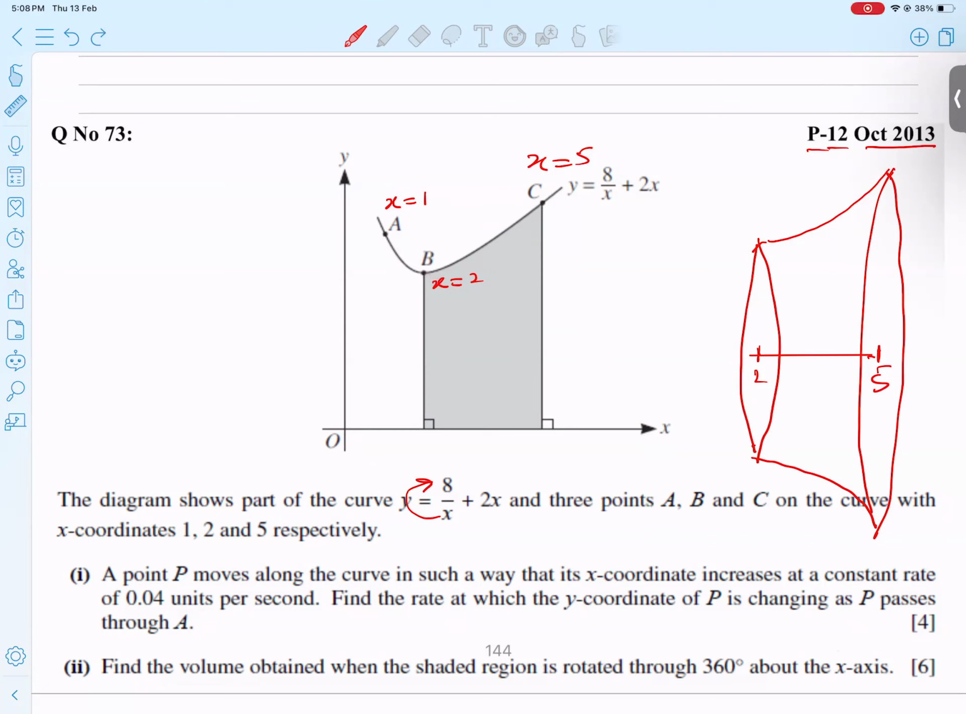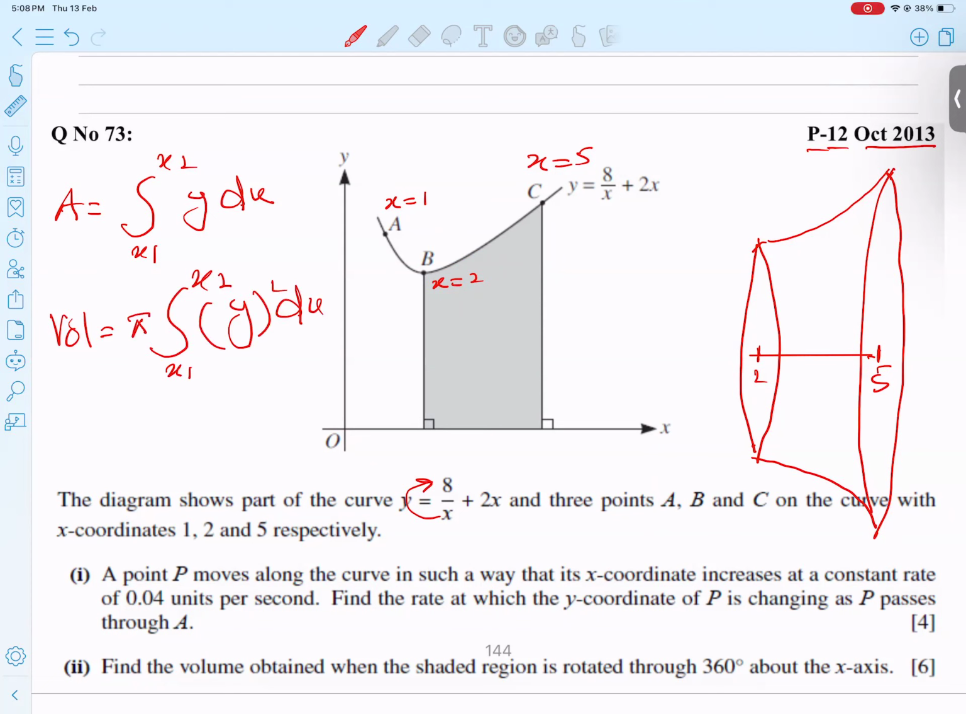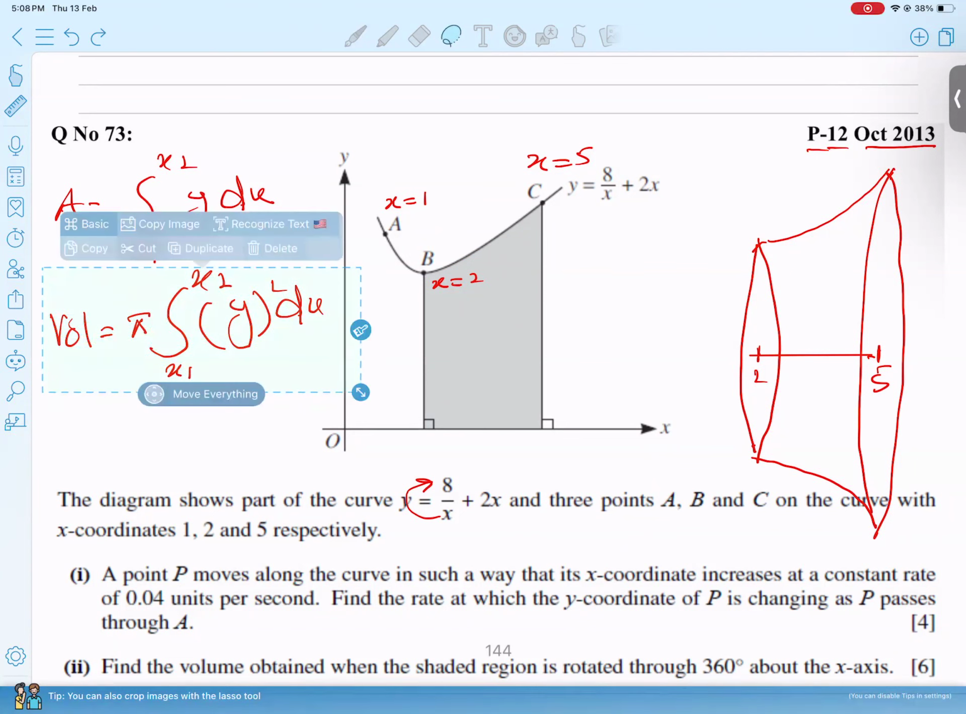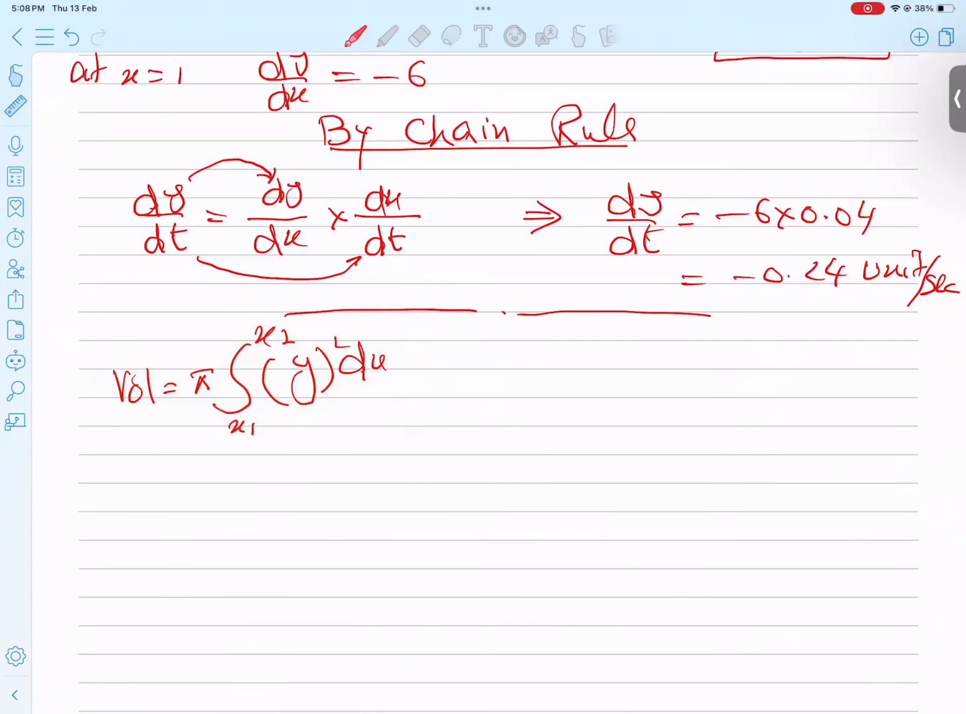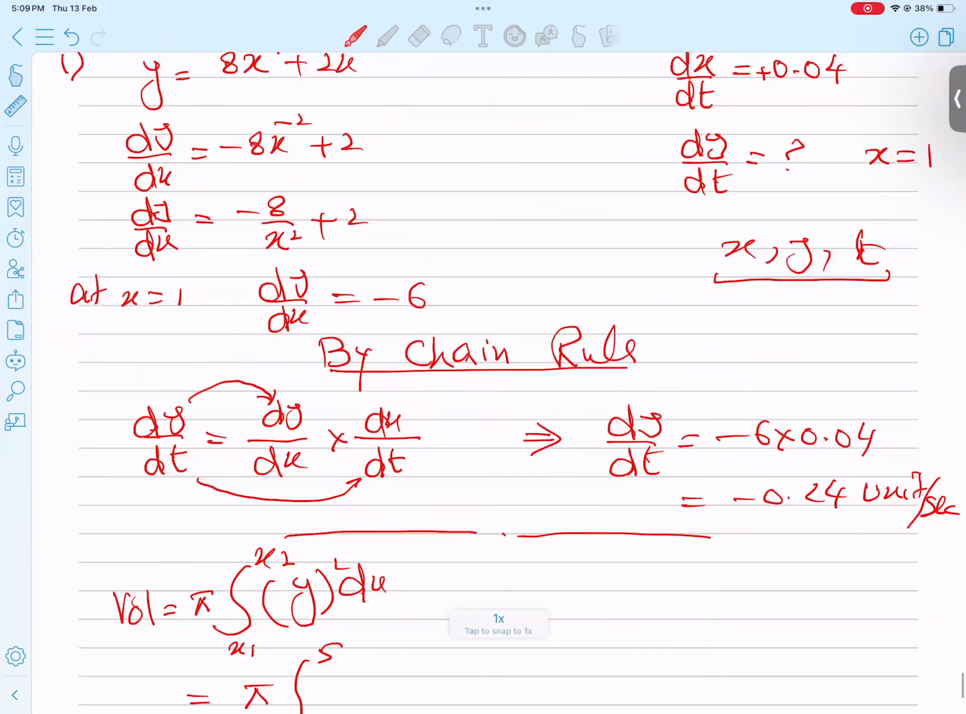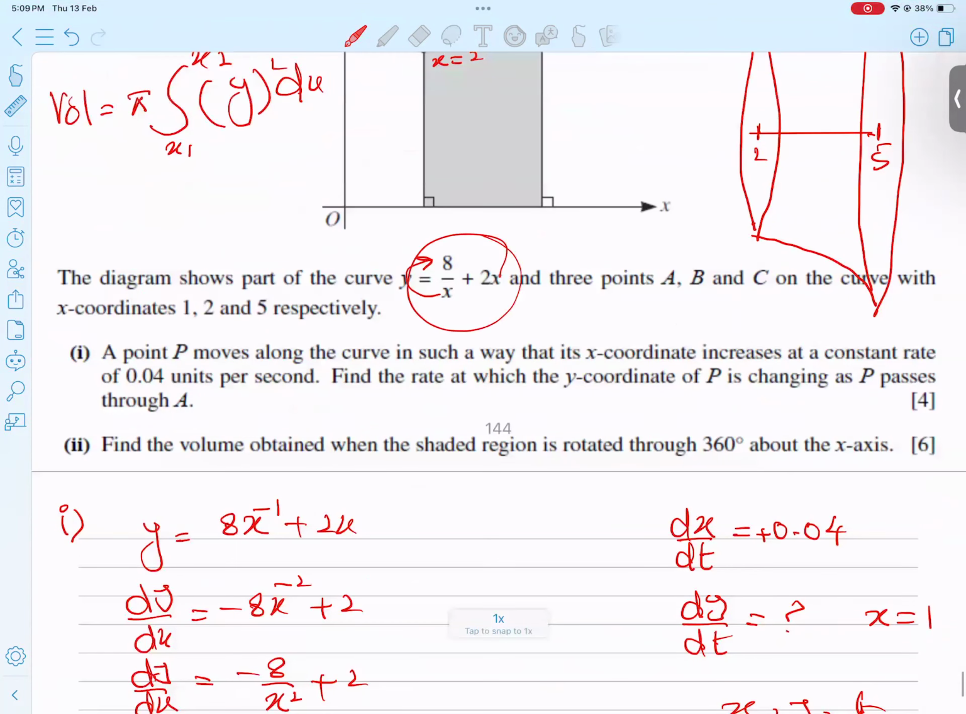And what is the basic formula for the area? If I want to find this area, the area formula is the integral from x1 to x2 of y dx. But if I want to find volume, everything is the same, integral from x1 to x2, only the important thing is pi outside and the square of the y function. So let's start this question. The formula I'm going to use below, I copy from here and paste. The volume formula is my task: pi, lower limit 2, upper limit 5, and the equation of the curve is 8 over x plus 2x.